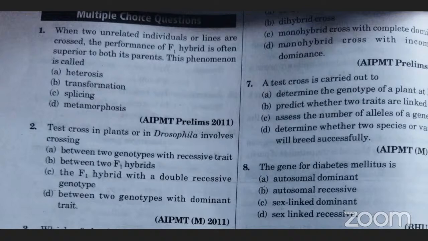Heterosis. Because transformation means it will be transformed from one specific form to another. Splicing, you know very well, is a cutting process that comes under molecular biology: removal of introns from mRNA is called splicing. Metamorphosis comes under the cleavage part. So heterosis is the answer. Clear.